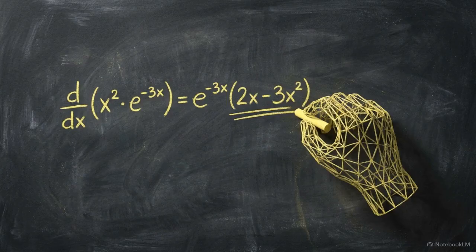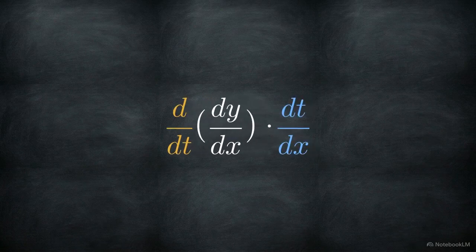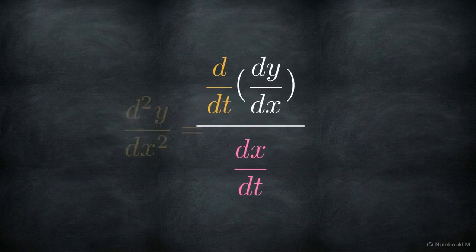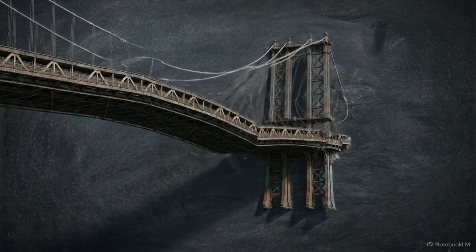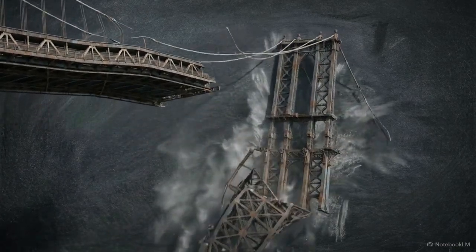Because the first derivative remains a function of t, you must apply the chain rule a second time. First, we differentiate our dy over dx output with respect to the parameter t. Then, we multiply the result by the scaling factor dt over dx, which means dividing the entire expression by dx over dt. Omitting this specific scaling factor is the primary root cause of unpredicted physical forces ripping complex systems apart.